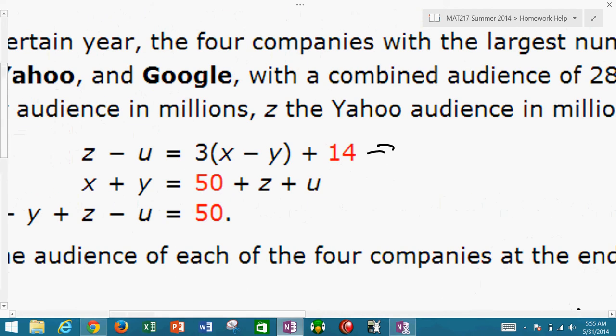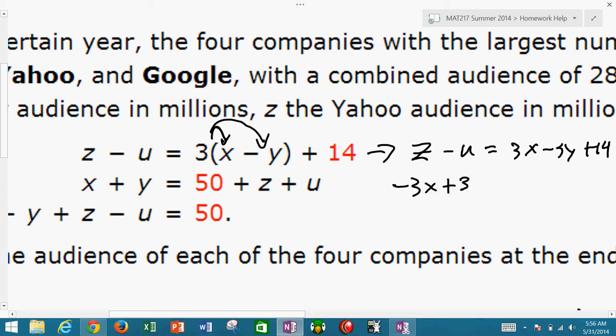Okay, so this first problem right here, the first thing I'd want to do is distribute the 3. So that would give me z minus u is equal to 3x minus 3y plus 14. Now that I have that, move all my stuff to the left-hand side, leave the equal sign, just the constant on the right-hand side. So that would give me negative 3x plus 3y plus z minus u equals 14.